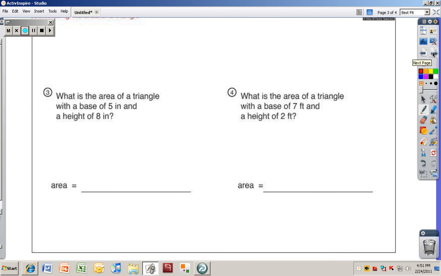All right, here are some problems without a picture of the triangle. You just have to use the words to figure out the answer. Number 3 and 4. Go ahead and pause the video. Turn the video back on when you're ready to see the solutions.